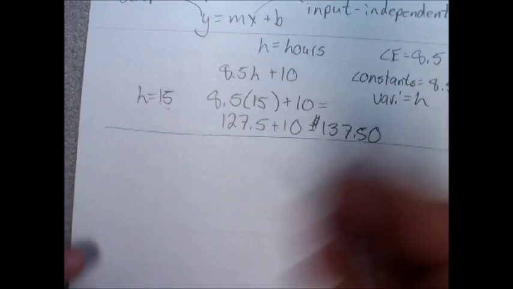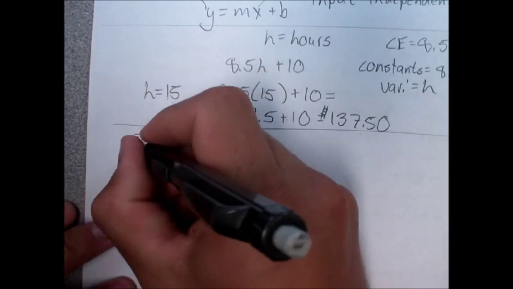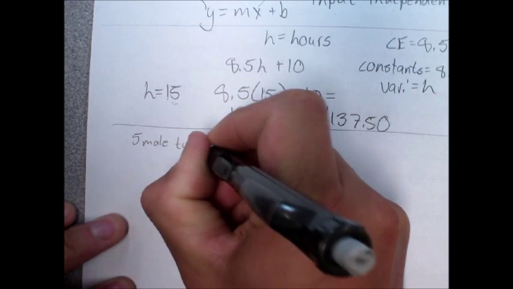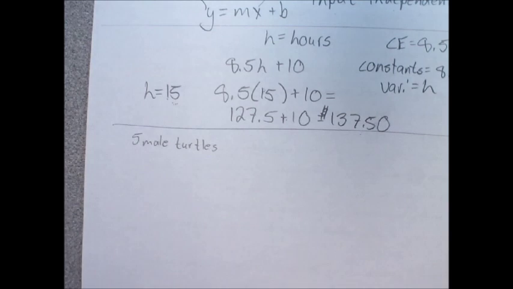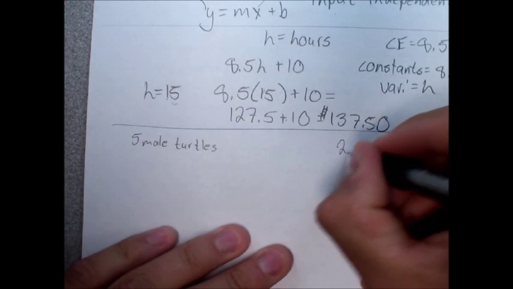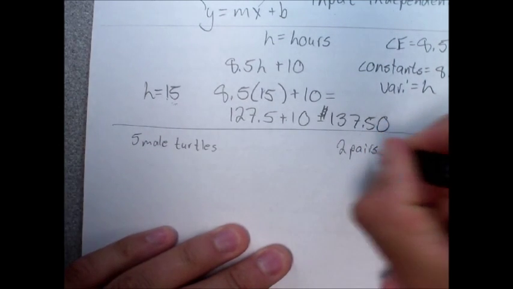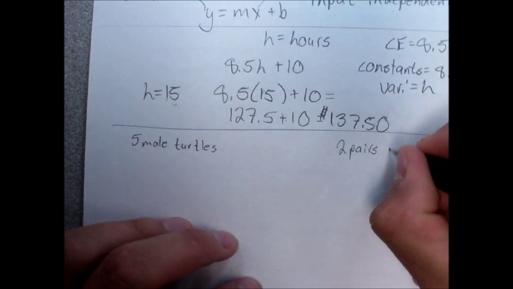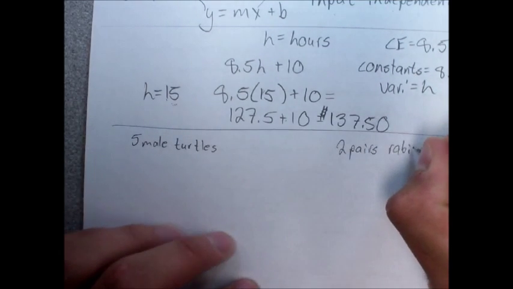Jorge has 5 male turtles. I'm just going to write down everything that I see that might be useful. I don't particularly know why, but I'm going to round up. Okay? And he has 2 pairs, so 2 pairs, probably meaning a male and a female, right? 2 pairs of rabbits, breeding rabbits.